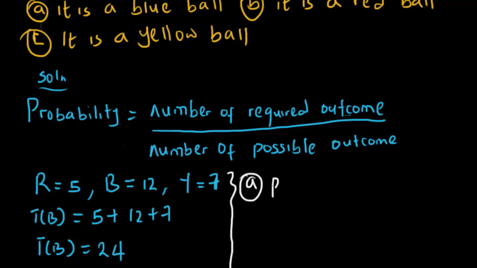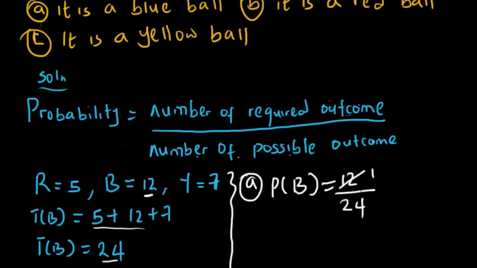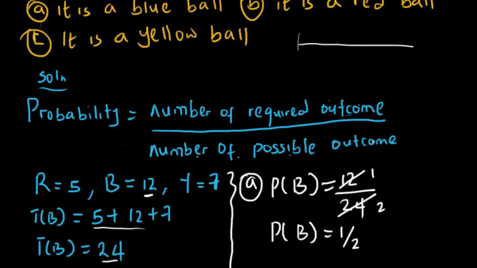What's the probability of picking a blue ball? Now we've got number of required outcome. How many blue balls do we have? 12. All over number of possible outcomes. What's the total number of balls? We have 24. Can you see? So we'll be having 12 here, 1, 12 in 24 is 2. So probability of picking a blue ball is 1 over 2. And if you turn 1 over 2 to decimal, you'll be having 0.5, which is within the limits.